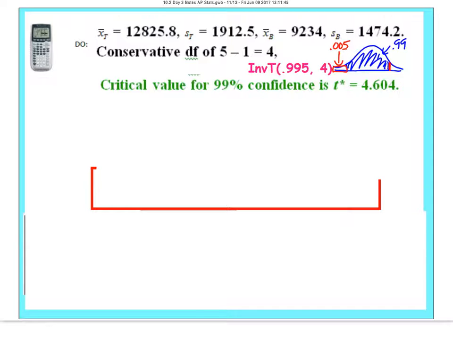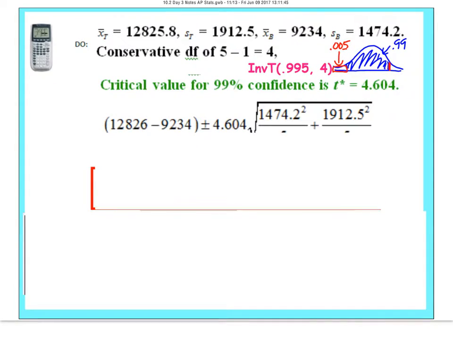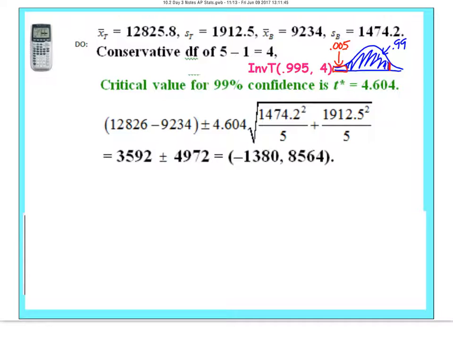Now if I just put the information I need into the actual formula for the confidence interval, what we're going to end up seeing is this right here. It's going to be our mean of Target minus mean of Bashas' plus or minus our critical value. What we're seeing here, be careful, this is the standard deviation being squared over our sample size for both of the two conditions. When you simplify this, your confidence interval will be the weights between negative 1380 grams up to 8564 grams.